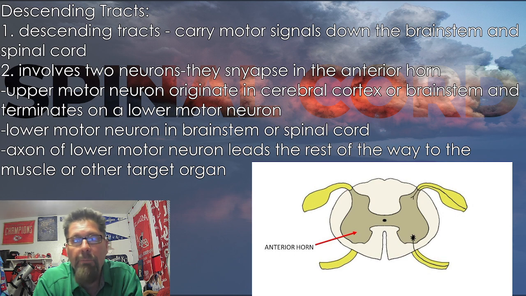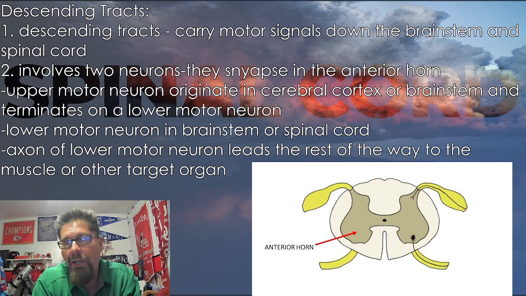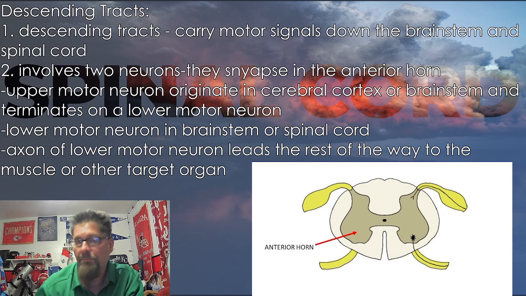But those two, the upper neuron and the lower neuron. The upper neuron is what's in the brain and the brain stem, and the lower neuron is what's in the actual spinal cord, and they come together, they synapse, as it says there, in that anterior horn. In other words, they're coming back into the gray matter at that point in time.